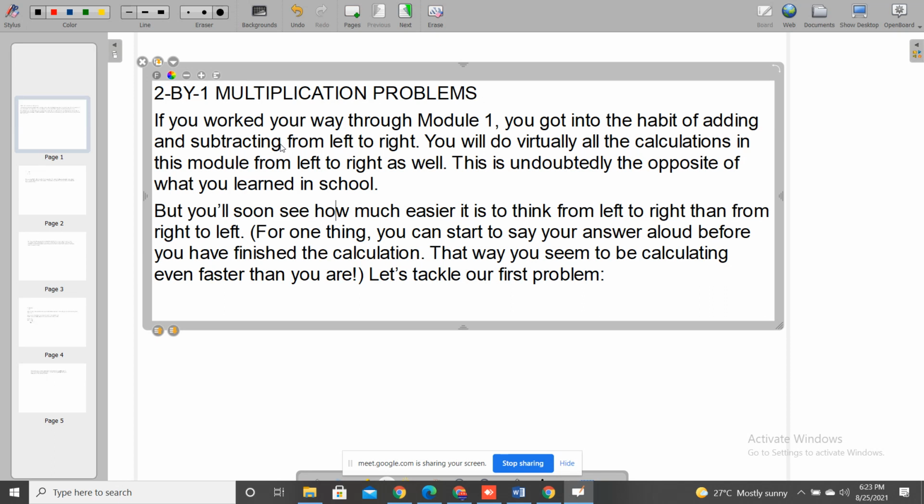Okay. 2 by 1 multiplication problem. If you make your way through model 1, you got into the habit of adding and subtracting from left to right. You will do virtually all the calculations in this model from left to right as well. This is undoubtedly the opposite of what you learn in school, but you will soon see how much easier it is to think from left to right than from right to left.